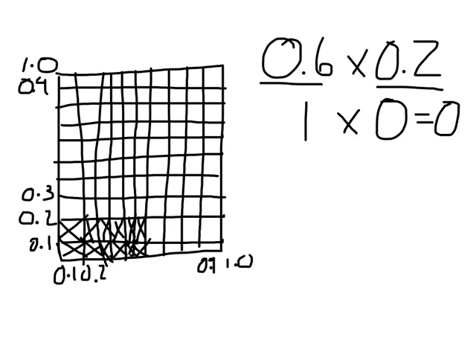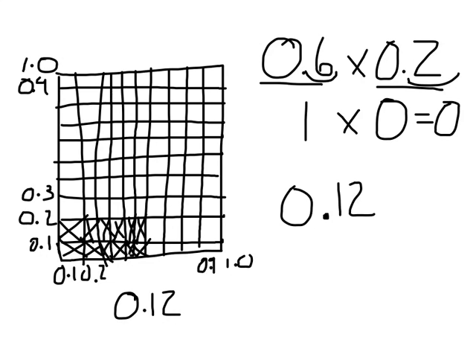The area of that rectangle is 12 hundredths, or 0.12. Let's check and see if that works with multiplication. 6 times 2 is 12. I have 2 numbers behind the decimal point, so my answer is 0.12. 0.6 times 0.2 is 0.12. This is reasonable because 0.12 is very close to 0.